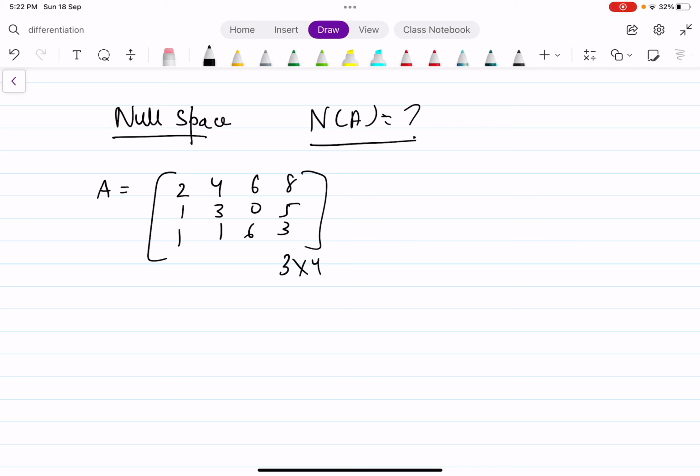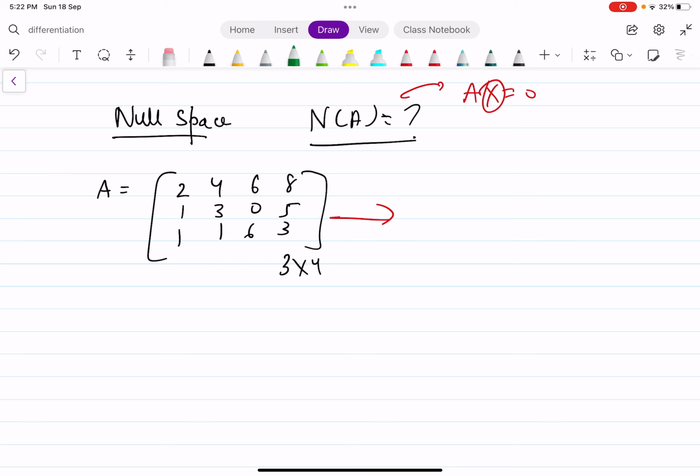Now, the null space of A means you want to find the values of x for which Ax is equal to 0, the solutions of the homogeneous system of equations. These concepts we have discussed in detail earlier, so you can watch those videos. We'll discuss the application of the concept in this video. So the first thing we have to do is reduce this matrix into the reduced row echelon form.